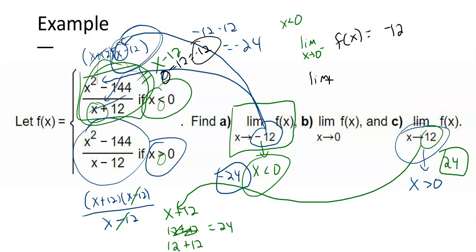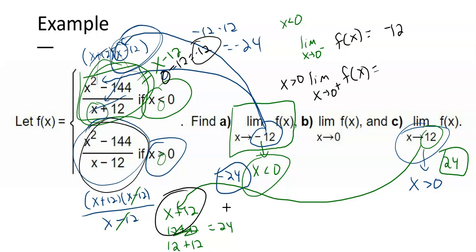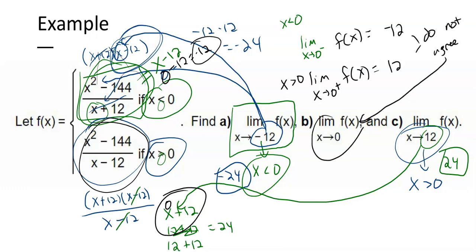The limit from the right, as x approaches 0 from the right-hand side, we have to use the other equation, because this is where x is greater than 0. These are going to be positive values of x as we're approaching 0 from the right-hand side. We want to use this equation, which reduces to x plus 12. We plug in 0 here, we get 0 plus 12, which will be positive 12. These do not agree, and so this limit here does not exist, because the left and right-hand limits don't agree with each other.